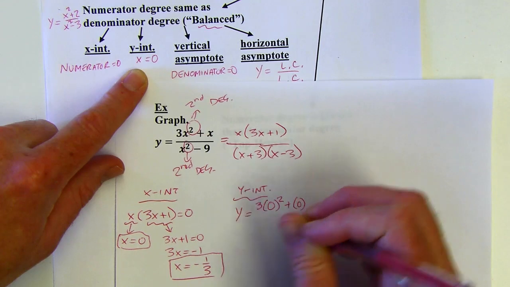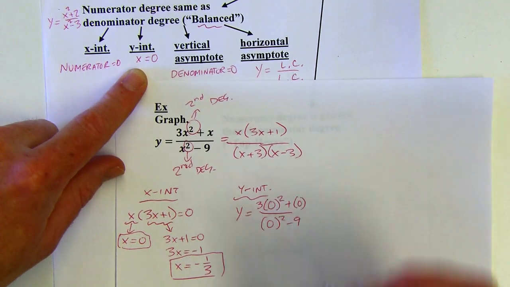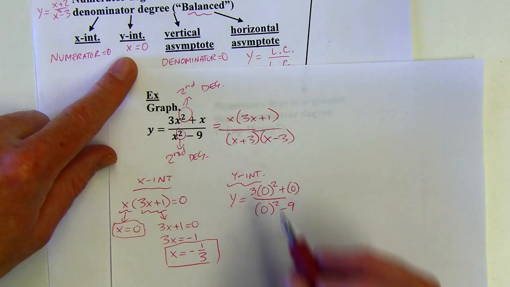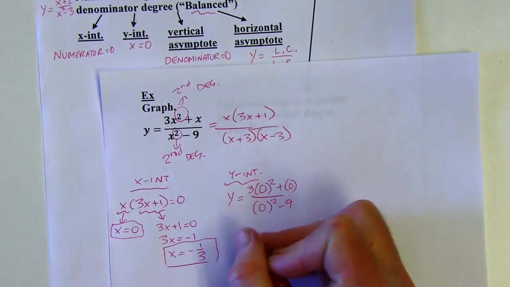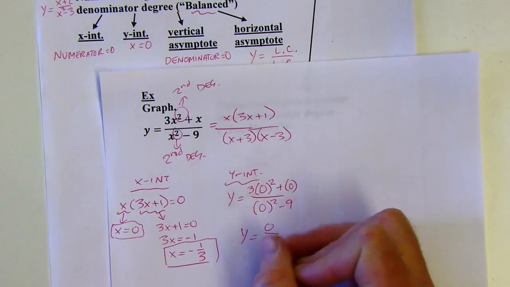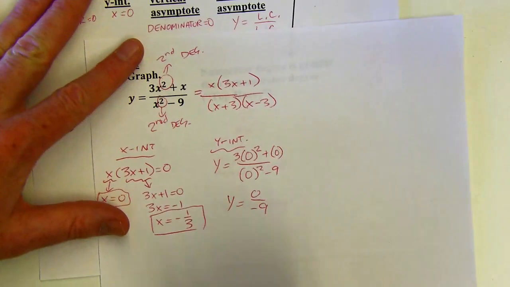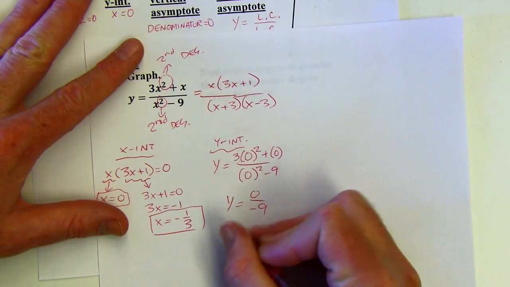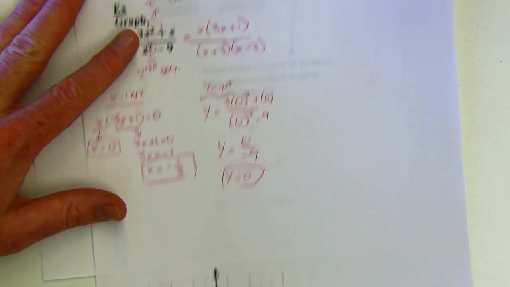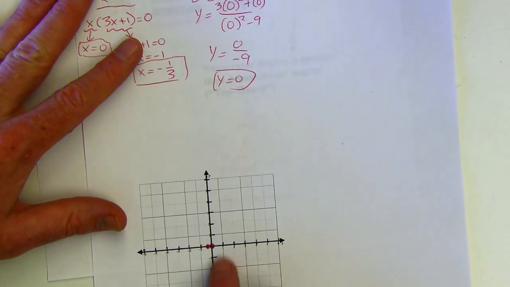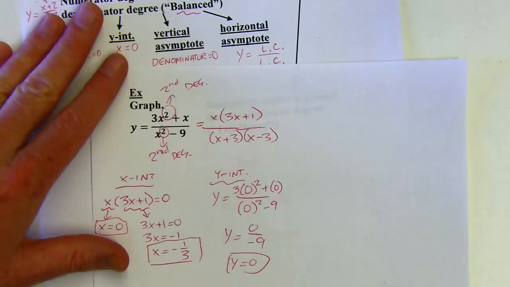So I've got a lot of different places to plug in 0. But then this is going to simplify pretty quickly, right? 0 squared times 3 is 0 plus 0 is 0. So the only thing that's going to be left here, I'll have 0 over negative 9. And then 0 divided by anything equals 0. So it makes sense that I've got that intercept at the origin, which I've already got graphed because it's right there, right? Okay. So let's move to the asymptotes then.